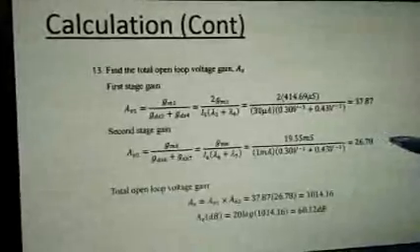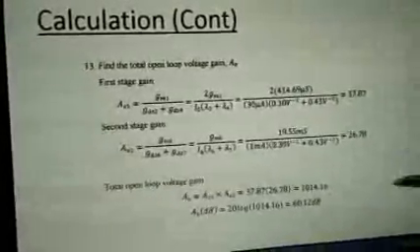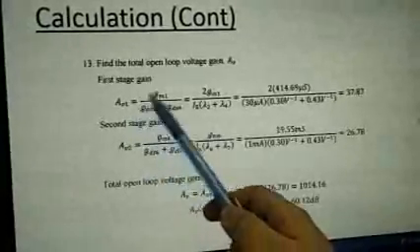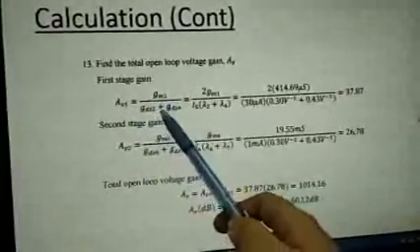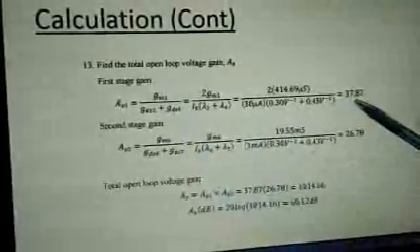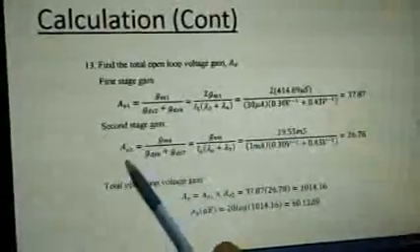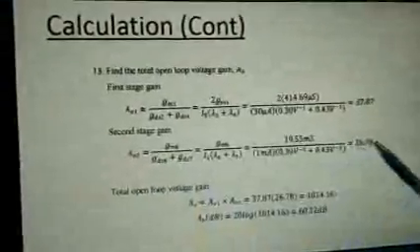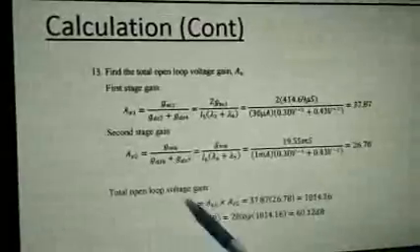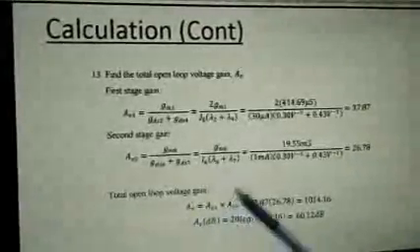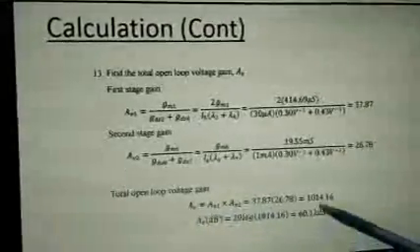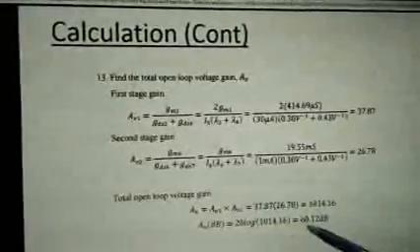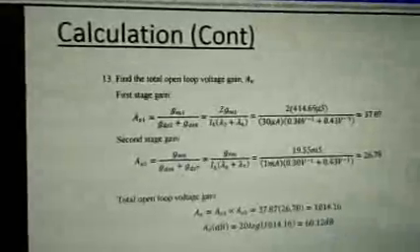Lastly, to calculate the open loop voltage gain, AV, for the first stage gain, AV1 is equal to GM1 over GDS2 plus GDS4, so we will get 37.87. Second stage is GM6 over GDS6 plus GDS7, so we get 26.78. So the total one is AV1 times AV2. So finally we get, then we convert it to decibel, which is 60.112 decibel.